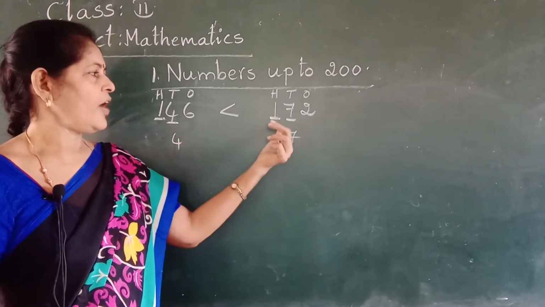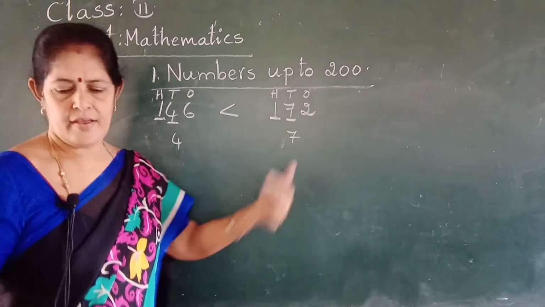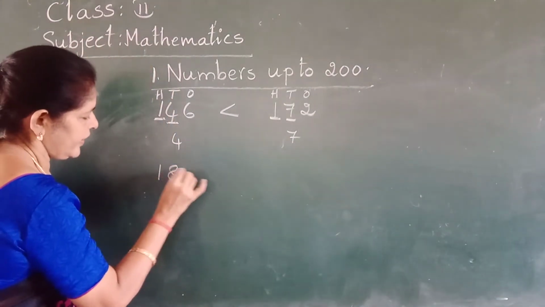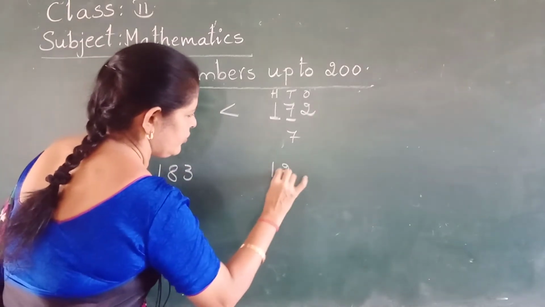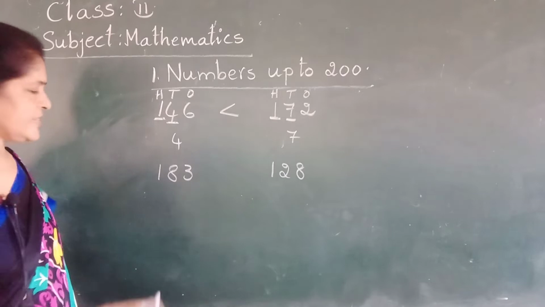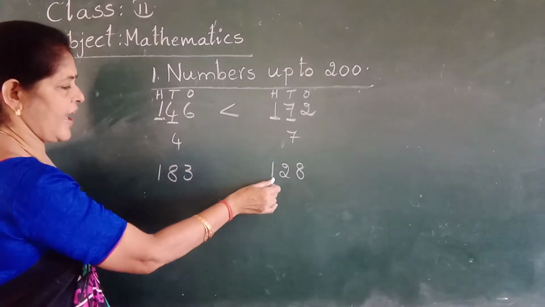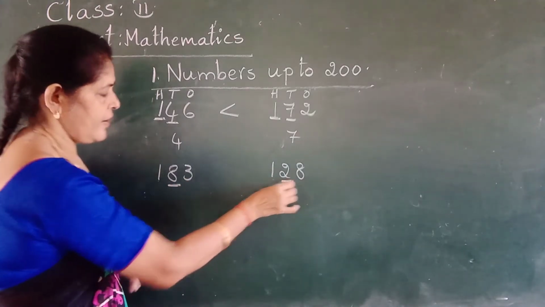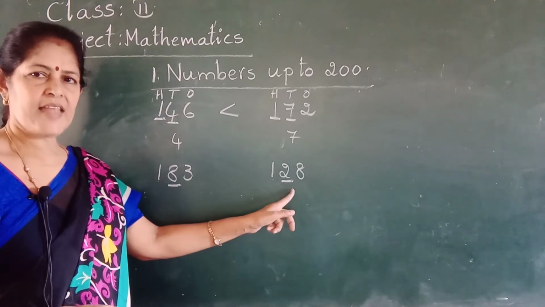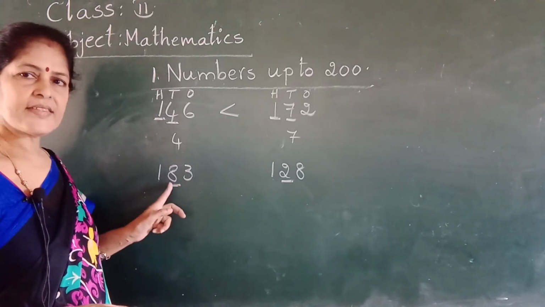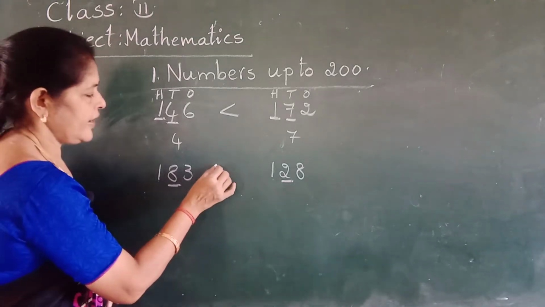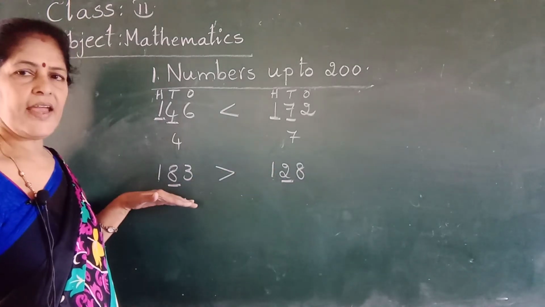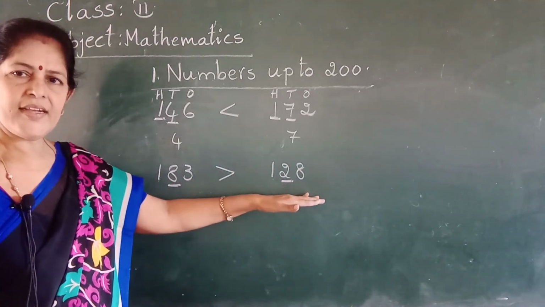446 is small, 172 is big. Another number. Suppose, see, another one. 183, 128. How to compare? See, first going to hundreds place. Hundreds place having same number, no comparison. Then goes to compare tens place number. Here 8 is there. Here 2 is there in the tens place. Then 8 is greater than 2. That means 183 is greater than 128. 183 is big. 128 is small.